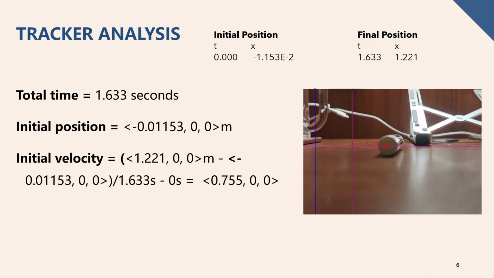Next, Tracker analysis. So the total time that it took was 1.633 seconds, and the initial position that was tracked was negative 0.01153. And so I took the final position, 1.221, subtracted the initial position, and then divided by the duration of time it took, and got 0.755 as the initial velocity.